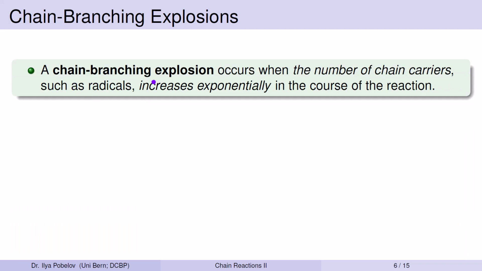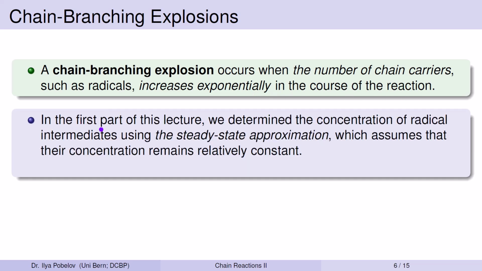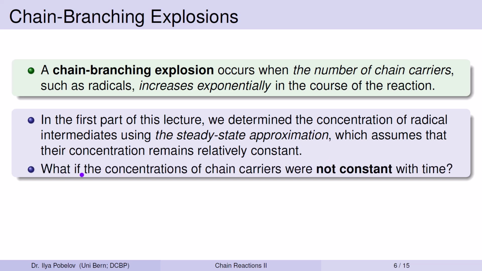A chain branching explosion occurs when the number of chain carriers, such as radicals, increases exponentially in the course of the reaction. In the first part of this lecture, we determined the concentration of radical intermediates using the steady-state approximation, which assumes that their concentration remains relatively constant. However, what if the concentrations of chain carriers were not constant with time?